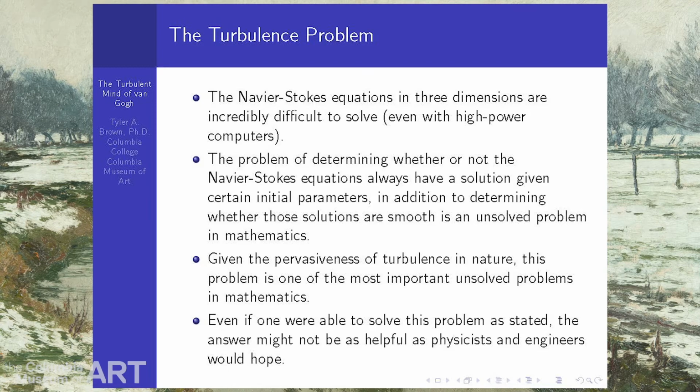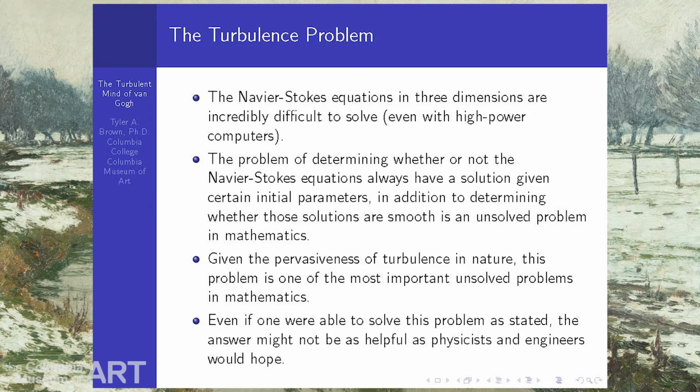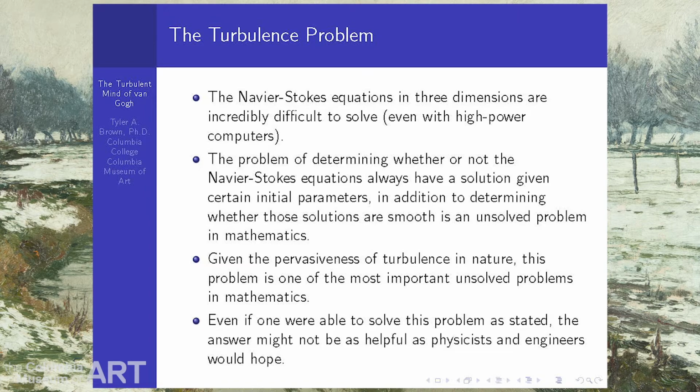So the turbulence problem. This is the mathematical perspective of this. The Navier-Stokes equations in 3 dimensions are incredibly difficult to solve, even with high-powered computers. Like you can't just use a pen and paper and solve this thing. That's why actually I didn't list it. It's ugly. And yeah, it would probably take the next hour to describe every little feature of the Navier-Stokes equations. Kind of complicated.